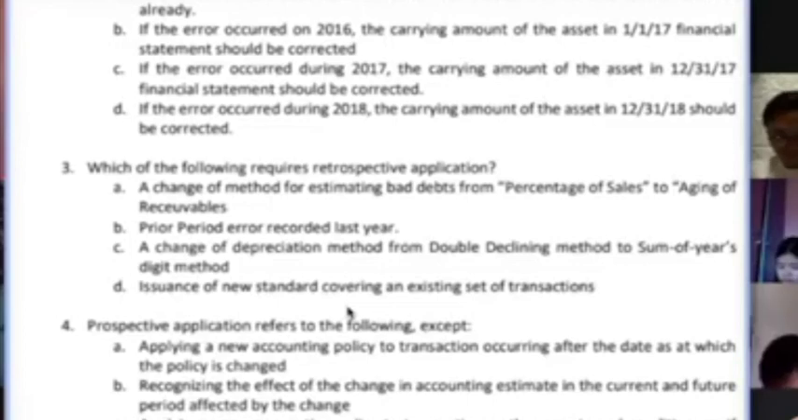Letter C. A change of depreciation method from double declining method to sum of the years' digits method. Accounting estimate. So therefore, it requires prospective application. Okay. Again, class, many students would get this wrong because they again encounter the word method. But the depreciation method helps you estimate the depreciation expense or the carrying amount of the asset. Still related to estimate. Still a change in accounting estimate. Please do not get this wrong.